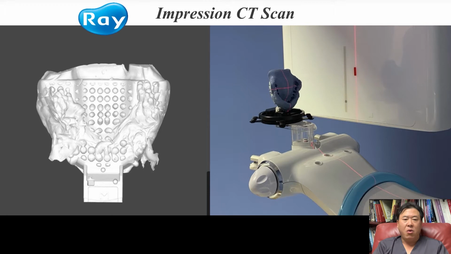I can obtain the whole digital information of the impression in STL format, and also I can extract the teeth information like this.